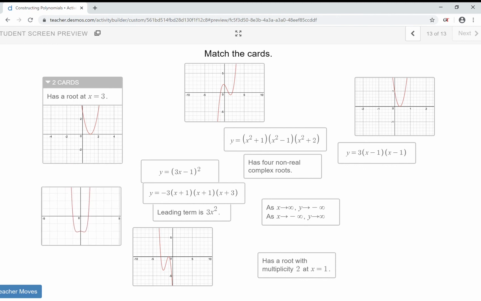All right, so see how you guys match the cards. If you need any help, let me know.